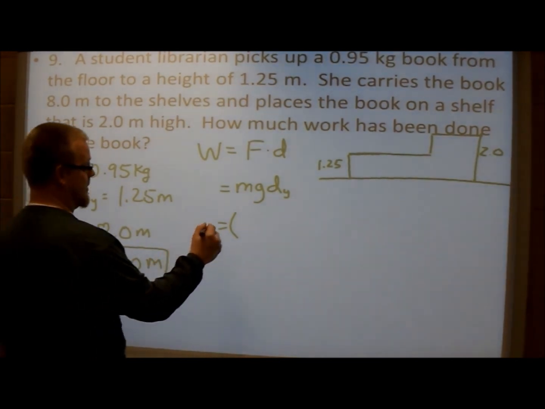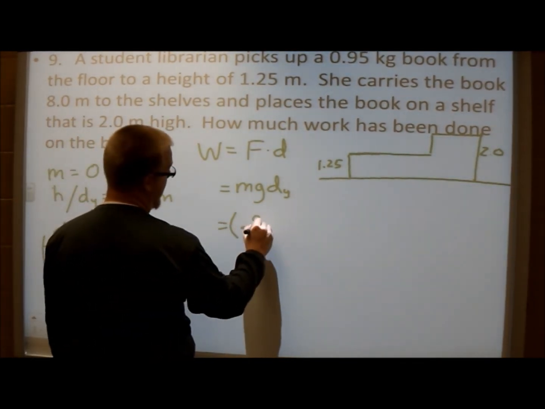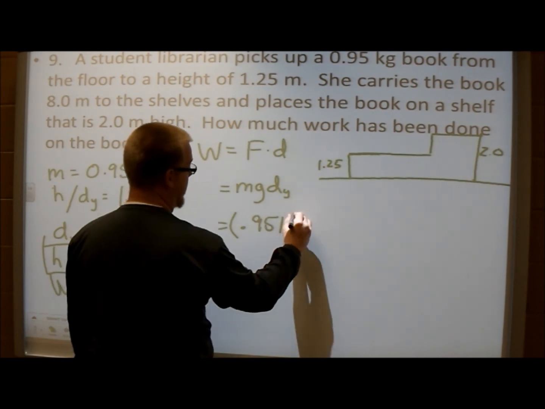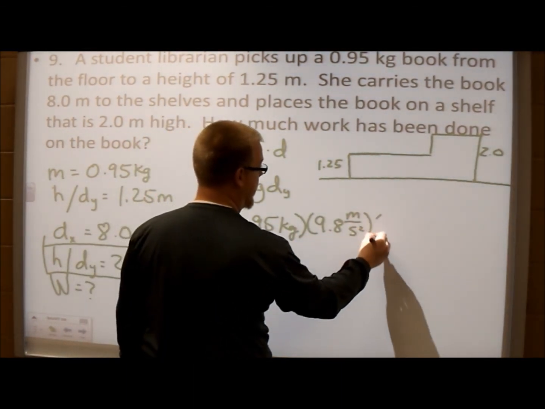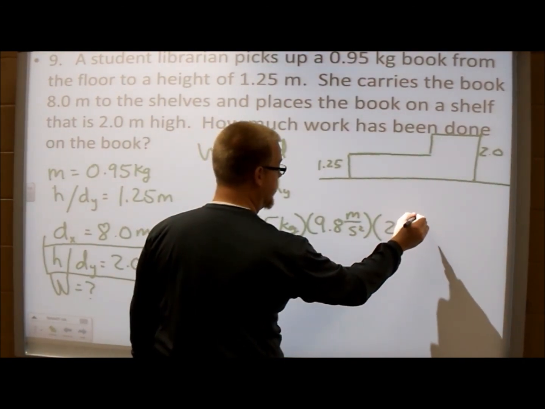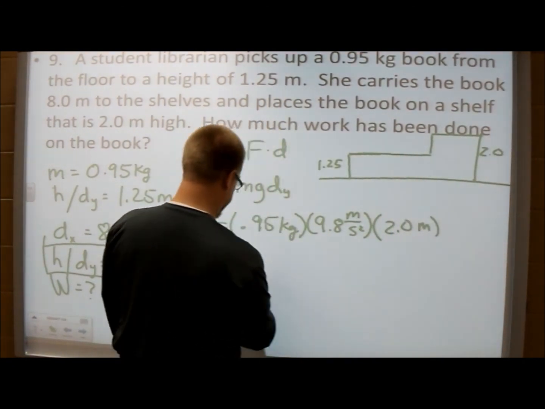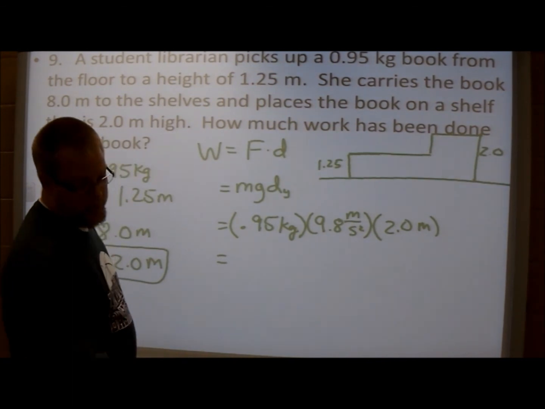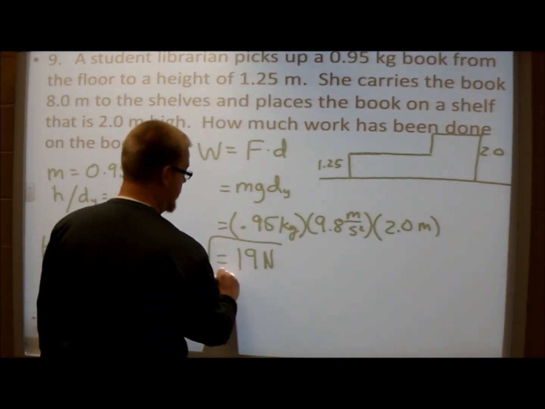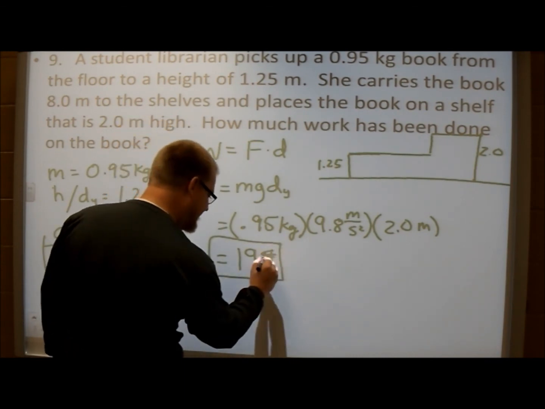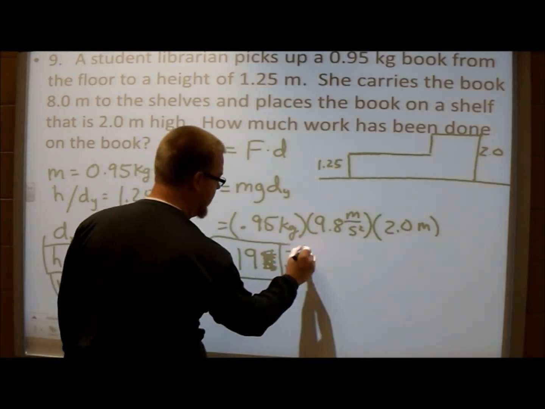So since it's mass times gravity times the height, 0.95 kilograms times good old 9.8 meters per second squared times that height of 2 meters. The actual work that was done on the book is 19 joules.